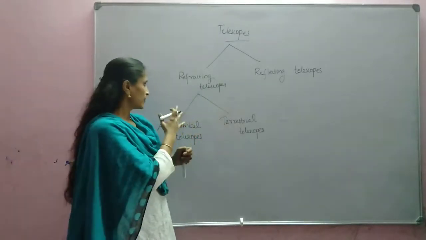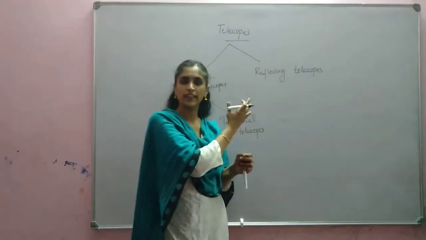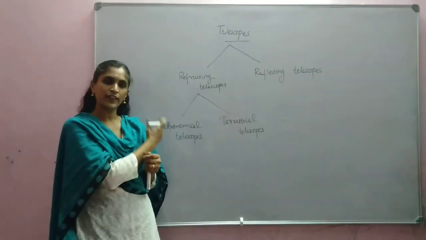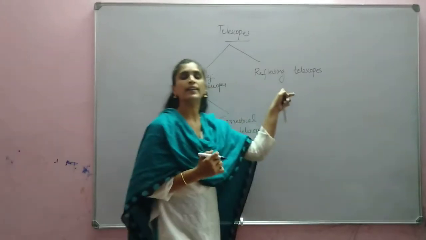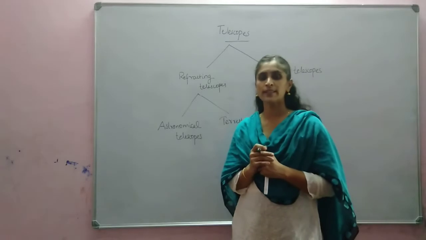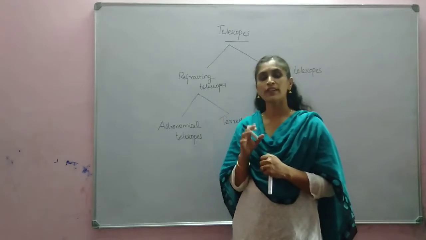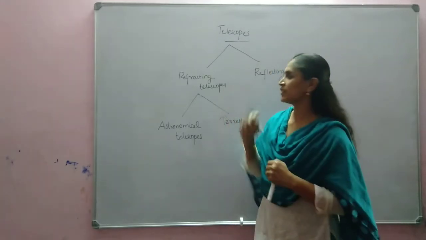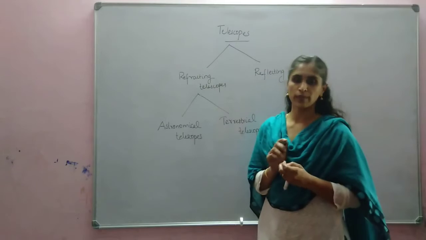So we can classify telescopes into two: refracting and reflecting. In refracting, we are using lenses, and these refracting telescopes we can classify into astronomical and terrestrial. In the case of a reflecting telescope, we are using converging mirrors to see the distant object. First of all we will discuss the refracting telescope, and in that the astronomical telescope.